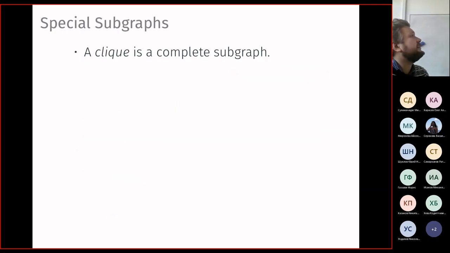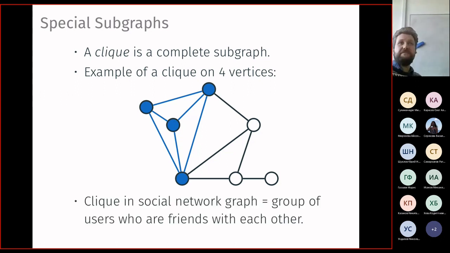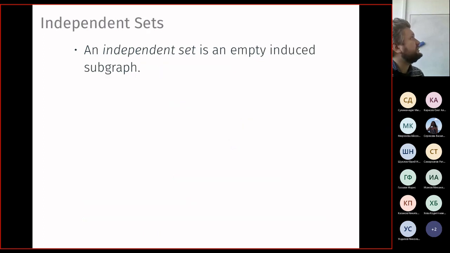So a specific kind of subgraph, the clique. A complete subgraph. Here is an example. 4 vertices form a clique. In social networks, it means a group of users who are mutual friends. So, a specific kind of subgraph. By the way, a clique, if it is a subgraph, of course, it's always an induced one, because it takes all possible edges. No edge could be removed. A dual notion is an independent set, which is an empty induced subgraph.